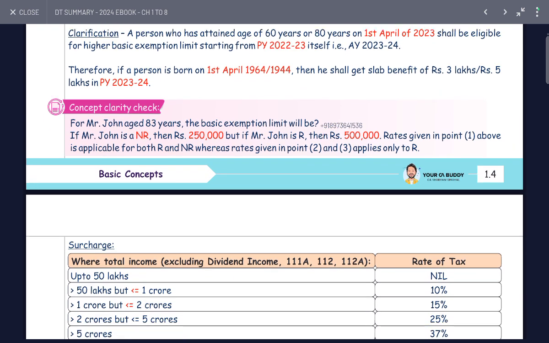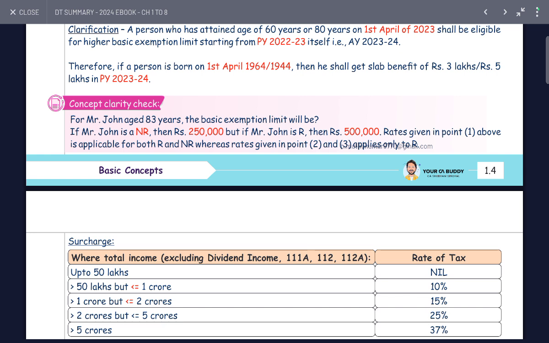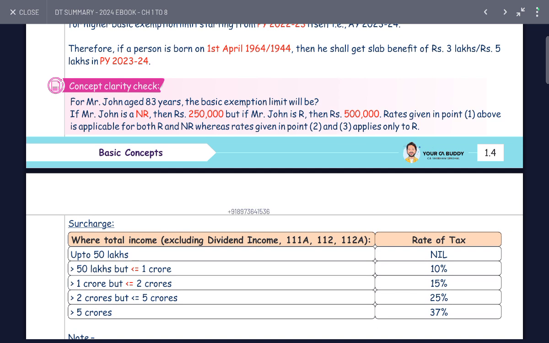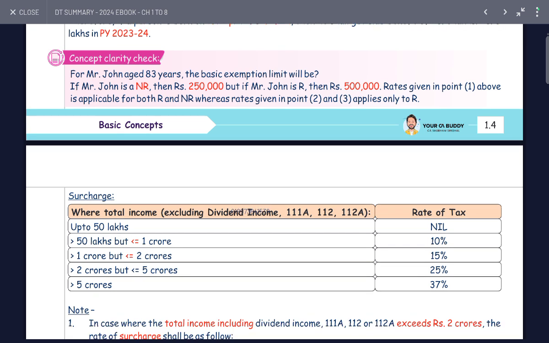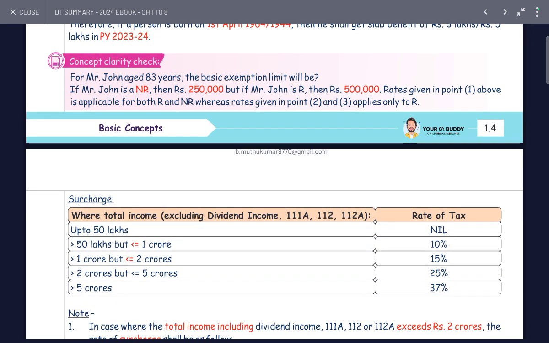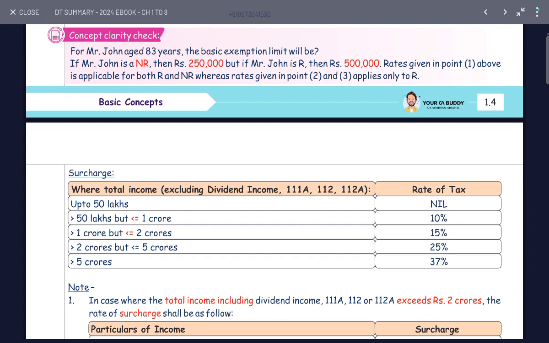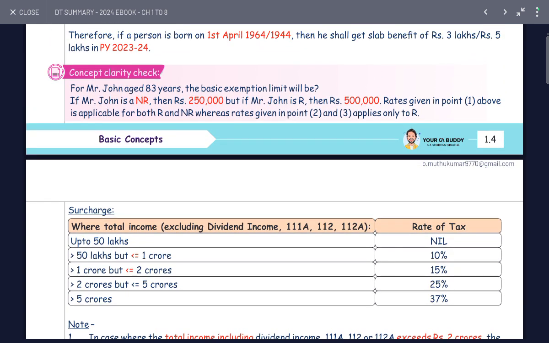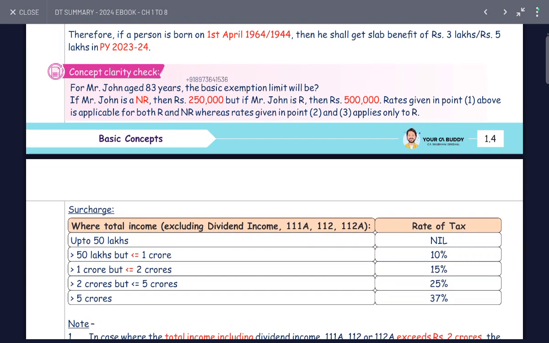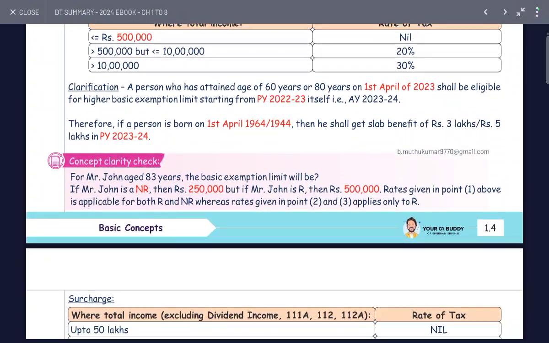Basic concept clarity check. Mr. Johnson, 83 years, basic exemption limit and non-resident is 2,50,000. But if Mr. John is a resident, then it is 5 lakhs. If Mr. John is a non-resident, it is 2 lakh, and if Mr. John is a resident, then it's 5 lakhs. The above point 1 is applicable to both resident and non-resident, whereas the rates given in points 2 and 3 apply only to resident or non-resident respectively.